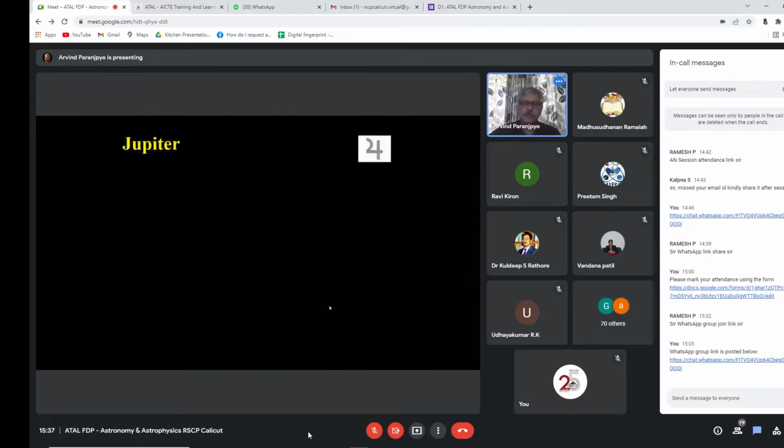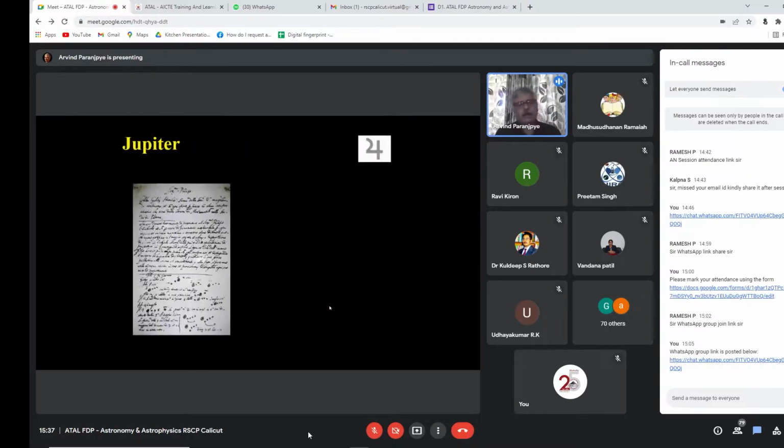Okay, so we go to Jupiter now, and I told you about Jupiter. In the case of Jupiter, I would also like to tell you how methodical and systematic this gentleman was, whom we know as Galileo Galilei. Galileo committed everything that he observed to writing. He kept a wonderful diary, a wonderful logbook, in which he wrote down everything that he saw.